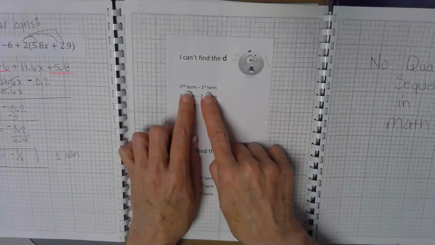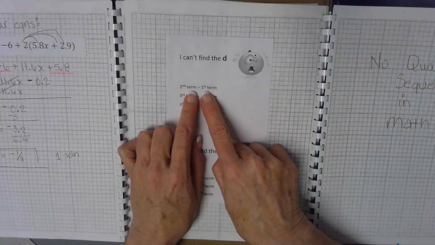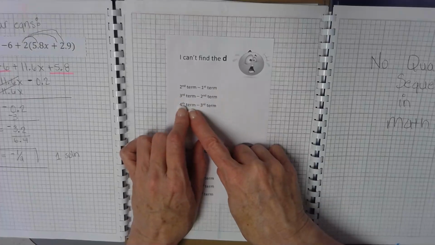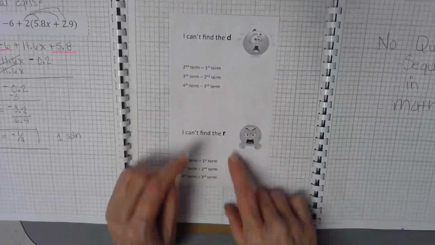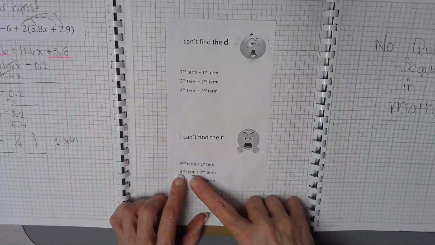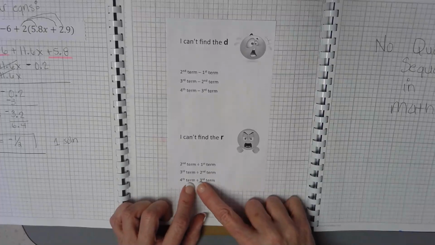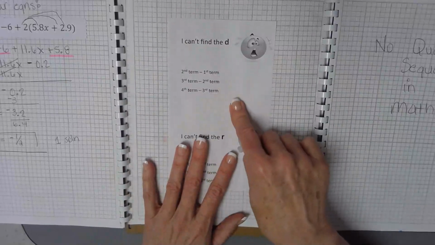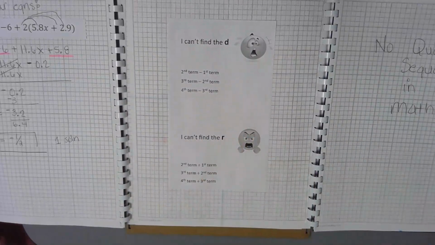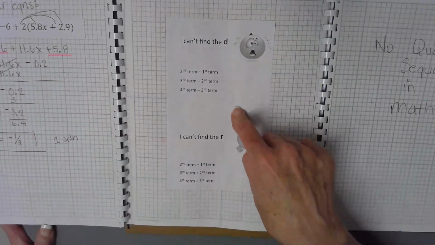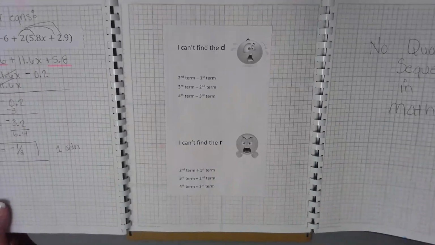And look what it says. If you're trying to find the common difference, you do second term minus first, third term minus second, fourth term minus third. If you're trying to find the common ratio, you do second term divided by first, third term divided by second, fourth term divided by third. And you should see the same pattern over and over. Some of y'all may want to keep this out, up to you. If you don't need to keep it out, you can close her up.